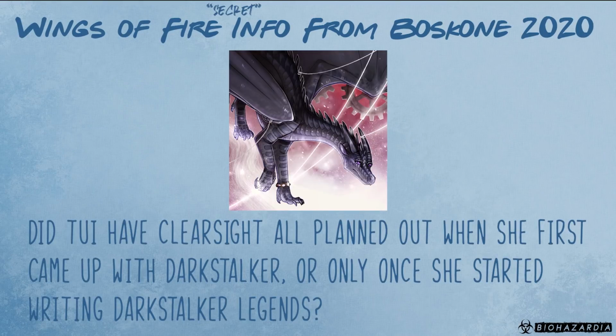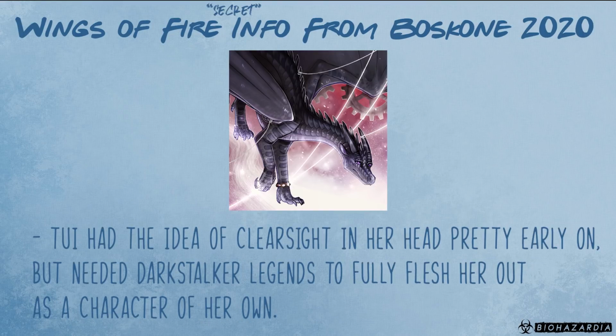Did you have ClearSight planned out when you first thought of Darkstalker, or only when you started writing Darkstalker Legends? The answer is that TUI had ClearSight in her head pretty early on. When she first introduced the idea of Darkstalker, ClearSight wasn't fully worked out, but in book 6 she already had thought of ClearSight and got a general sense of the legend story. But she hadn't completely worked it out, and that's why she needed to write Darkstalker Legends.